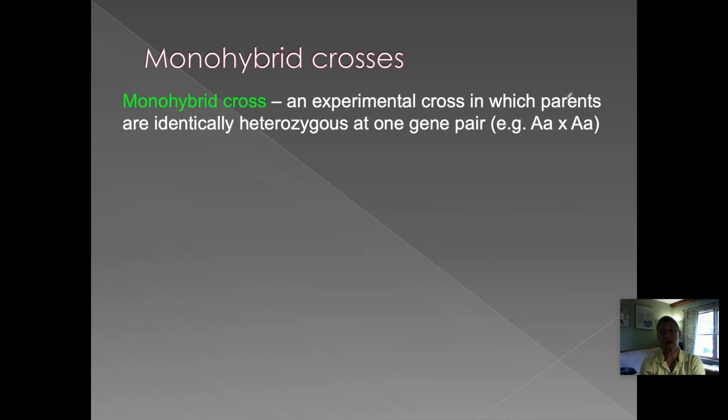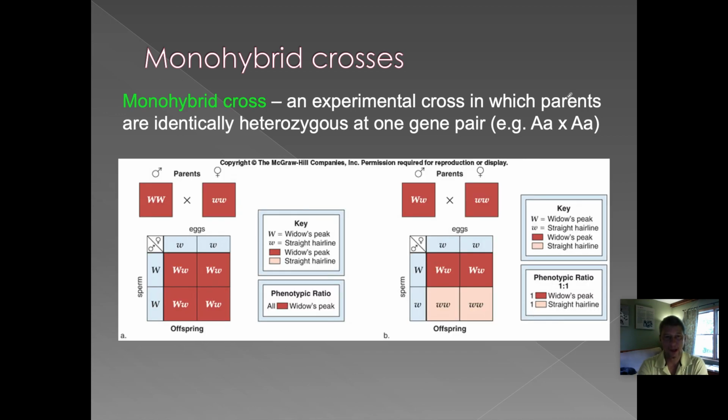Now, in a different example, I'm going to share this slide. This picture is not of two heterozygotes, so not monohybrid, but it just gives you some other examples. In this particular case, we're dealing with widow's peaks. On the left, we have two parents: a dad who is homozygous dominant and a mom who is homozygous recessive.